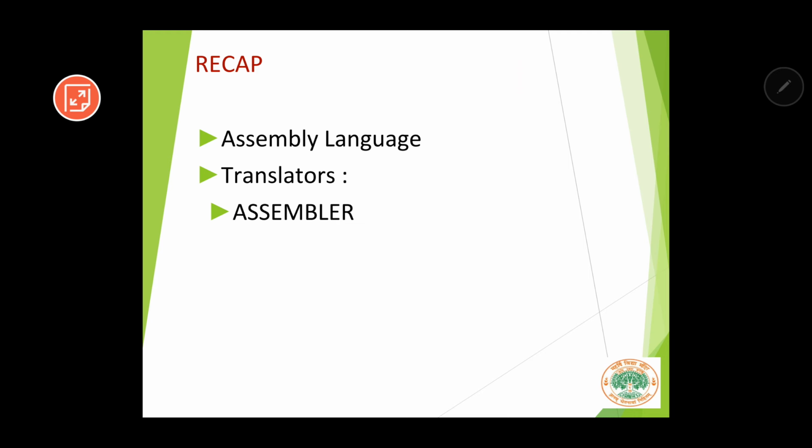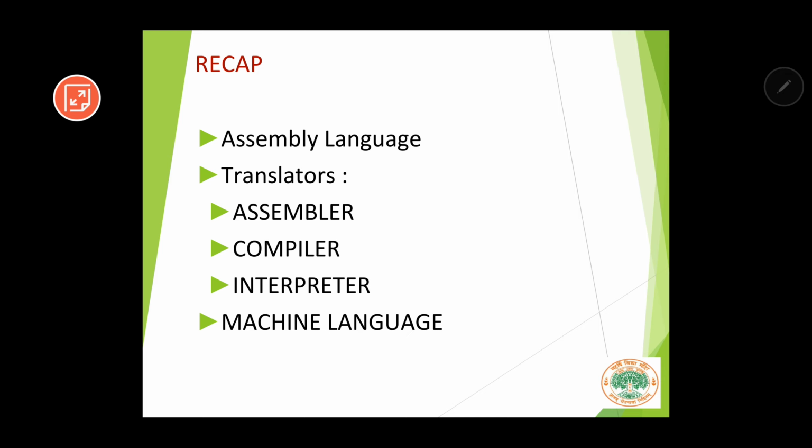Let's try to revise what we have learned. So we talked about assembly language, then we talked about the translators, assemblers, compilers, interpreters, then machine language, and finally we dealt with fourth generation language. So what are the types of languages? The types of languages are machine language, assembly language, then high level language and fourth generation language. Sorry, here I should have written high level language.